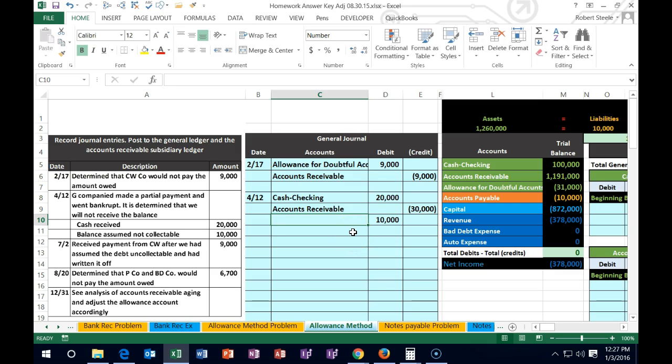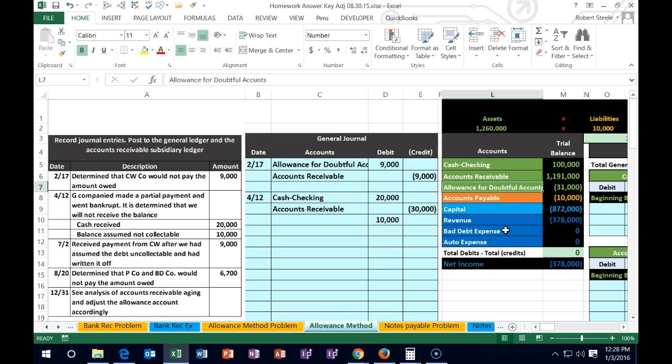We are then going to see what account we need to put this into. We're not going to get the cash, therefore we're going to debit the allowance for doubtful accounts. So again, this is the allowance method, meaning we're not going to write it off to bad debt expense when someone tells us that they went bankrupt.